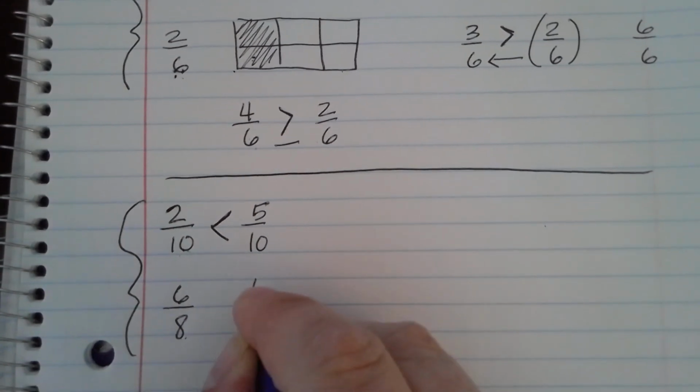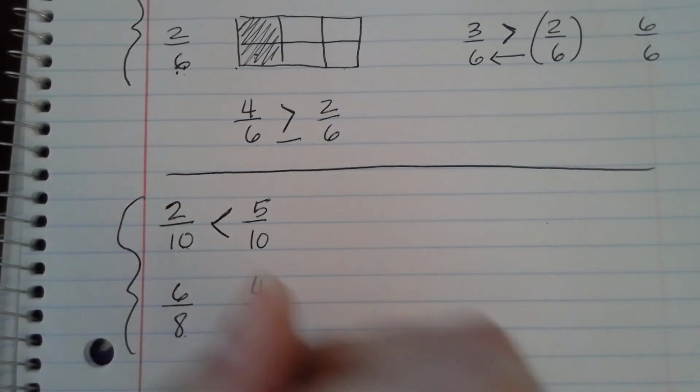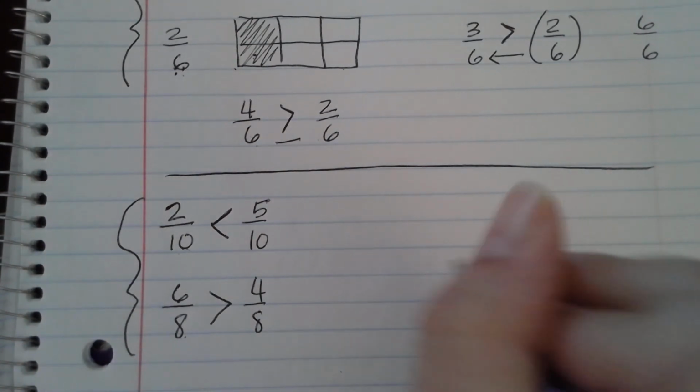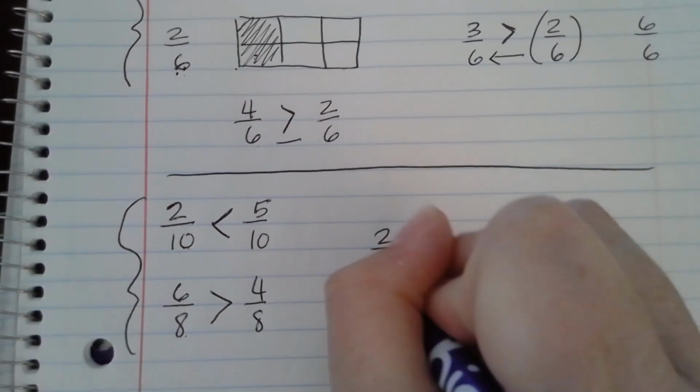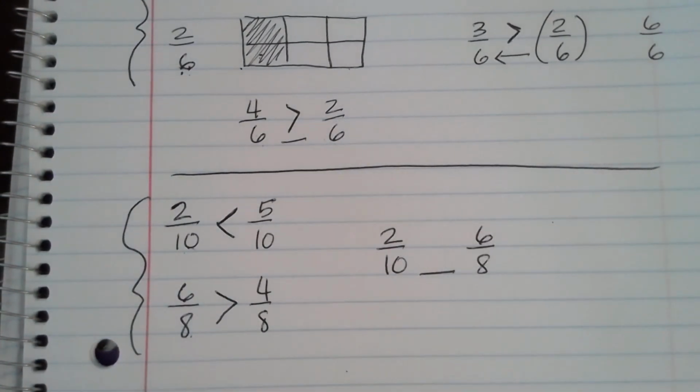4 over 8. So if I compare 6 eighths to half of a fraction with eighths, that would be 4 over 8. Is 6 eighths bigger or smaller than 4 eighths? Bigger. It's bigger. So if I look at these two fractions, 2 tenths and 6 eighths, I need to compare these two. Which one is bigger, which one is smaller?